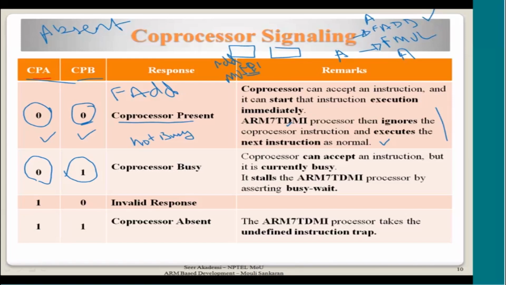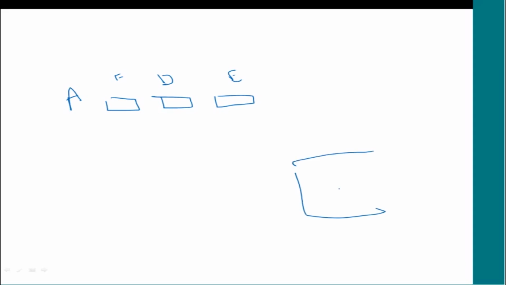So what happens? Because it is busy with FAD, FML cannot be taken, which happens to be in the next instruction itself. Because of that, the ARM pipeline stalls. Okay, I will tell you why. This is the ARM pipeline: this is the fetch, this is decode, and this is execute. Now there is a coprocessor, the floating point processor. It has got a fetch, decode, and execute.